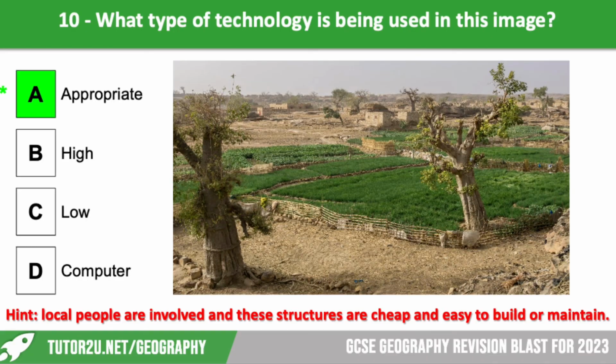Let's reveal the answer. It is appropriate. However, if you put low, it is low, so it's low tech, but appropriate, also known as intermediate technology. So cheap, easy to maintain, and a really sustainable way of improving the quality of life of people in lower income countries.